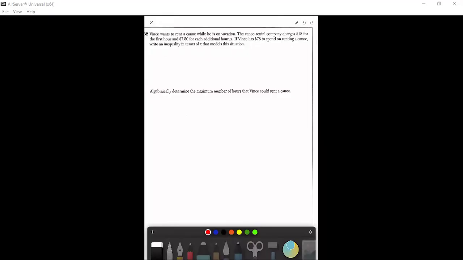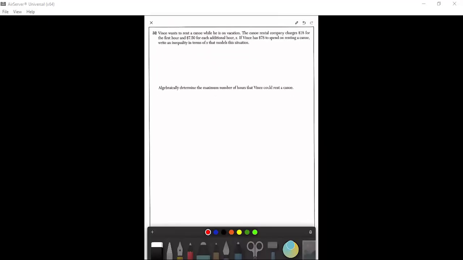So let's read it. It says Vince wants to rent a canoe while he's on vacation. The canoe rental company charges $18 for the first hour and $7.50 for each additional hour x. If Vince has $78 to spend on renting a canoe, write an inequality in terms of x that models this situation. All right, so there's a bunch of ways to do this.